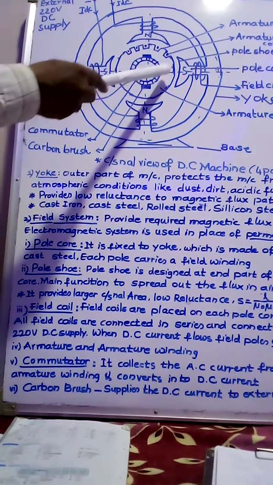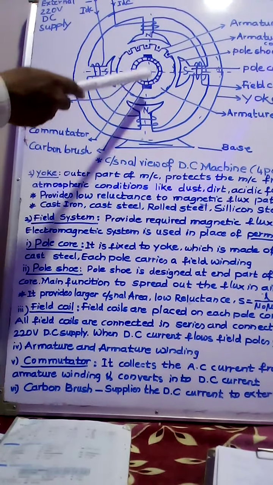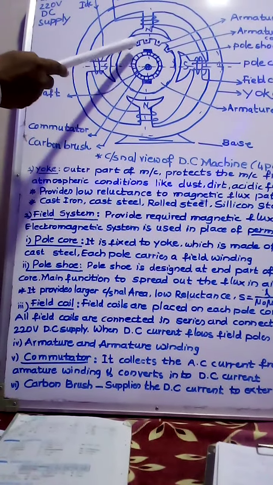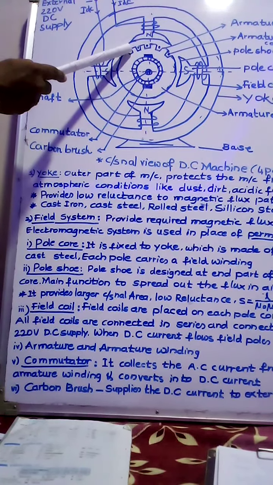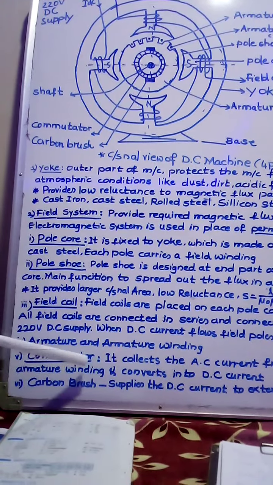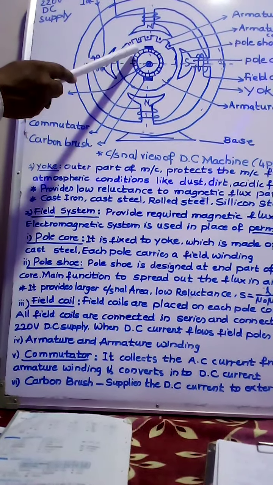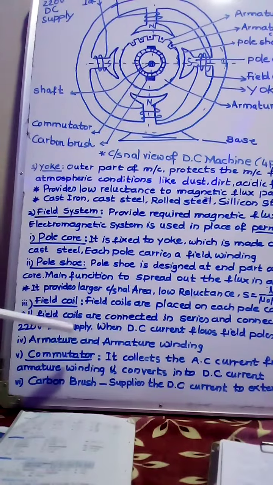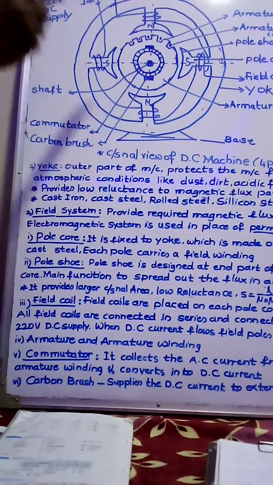Beside the armature core, on the same shaft, the commutator is placed. The number of commutator segments equals the number of armature conductors. The current that flows through the armature conductor also flows through the commutator segments. What is the main function of the commutator? It collects the AC current from the armature conductor and converts it into DC current. It acts as a rectifier.